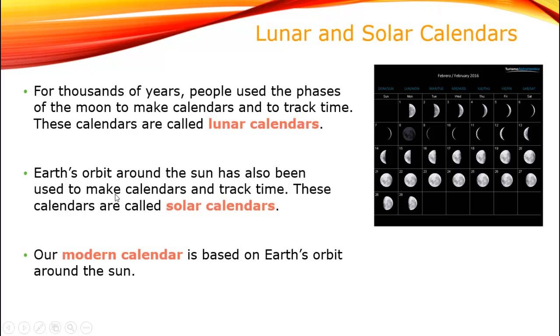Also, the revolution of Earth around the Sun has been used to make calendars and track time. And these calendars are called solar calendars. So we have lunar calendars that depend on the moon phases and solar calendars that depend on the revolution of Earth around the Sun. Our modern calendar is based on Earth's orbit around the Sun.